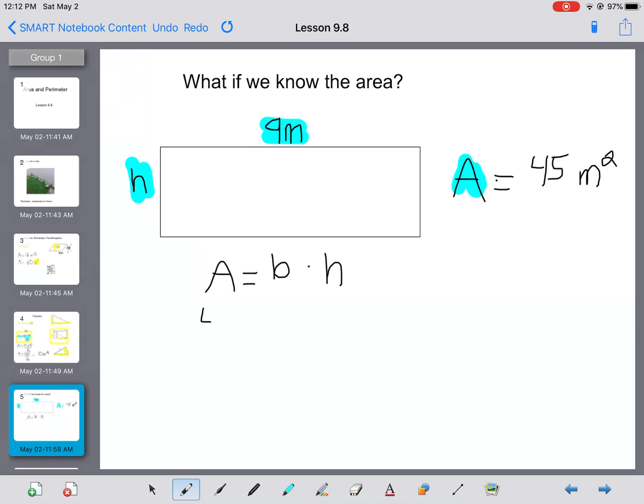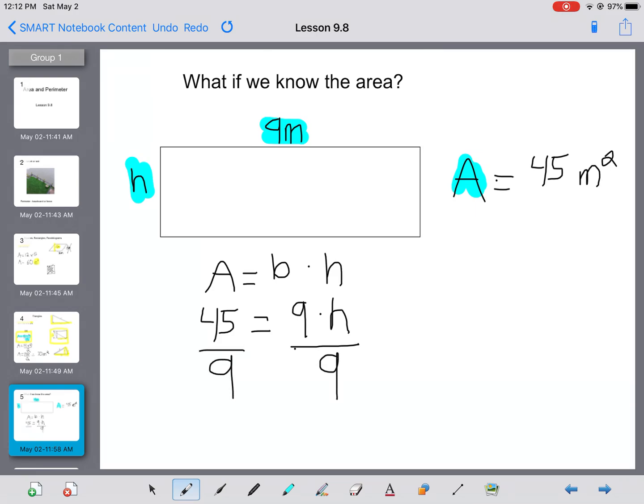I'm still going to plug in the numbers that I know. So I know the area is 45, so I'm going to put it there. And then I know the base is 9, and I don't know the height. So I have 45 equals 9 times h, which is 9h. So now we can go back to our skills from earlier in the year. How do I get h divided by itself? I do the opposite, so I divide by 9.